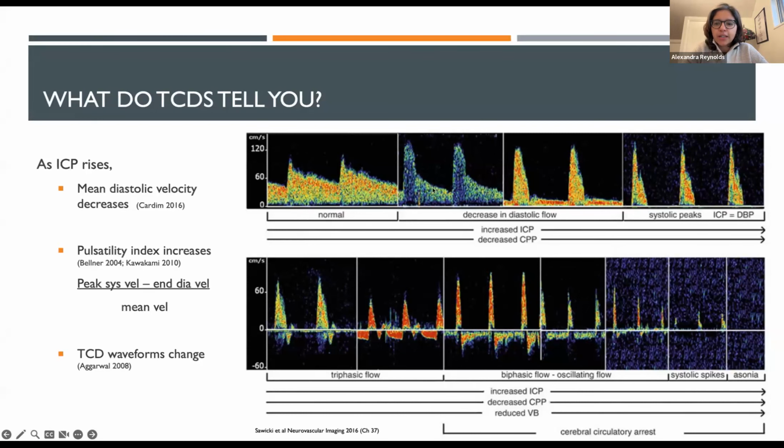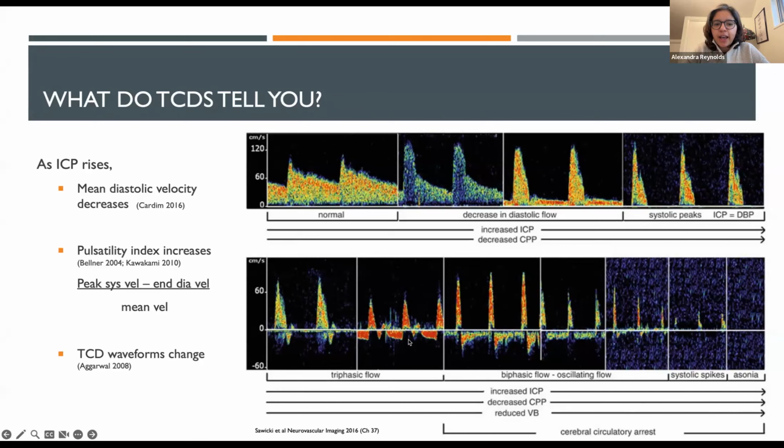And we talked last time I did a pearls about TCDs. We talked about the pulsatility index, which is basically the difference between systole and end diastole. Eventually, your diastolic flow reaches near zero and then zero. And when it reaches zero, this is where your ICP equals your diastolic blood pressure, and you're just getting systolic peaks. Then you'll start to get triphasic flow, where during diastole, you actually have flow in reverse, backwards.